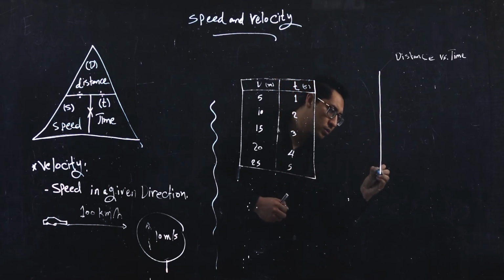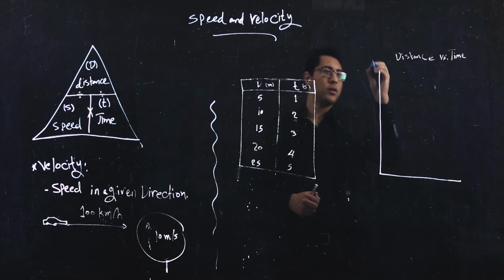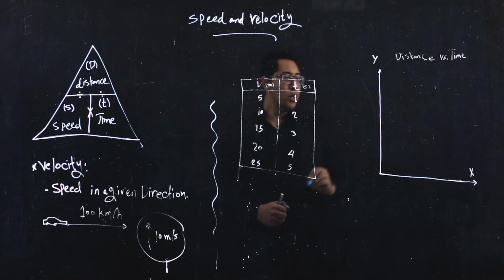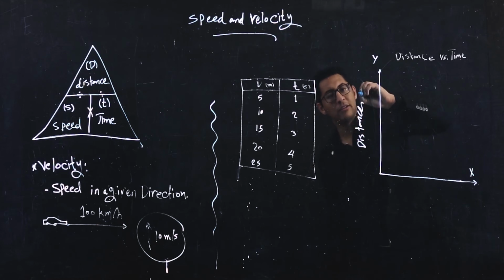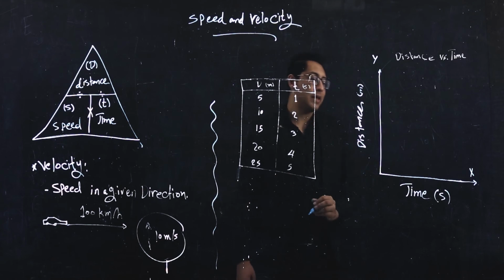First, you will draw the y-axis and x-axis. You represent distance on the y-axis. Distance is measured in meters. And time will be on the x-axis, and we measure time in seconds.